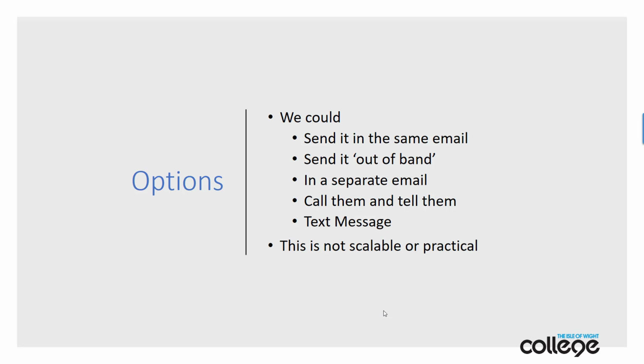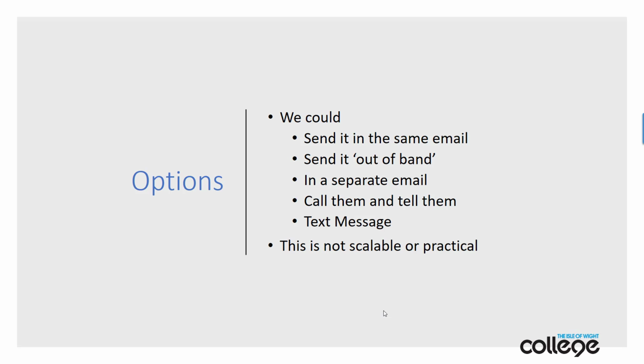We could send it out of band, perhaps in a separate email, call them and tell them on the phone, or send them a text message. But imagine if there were 1,000 other people. We've now got a situation which is impossible to scale and is hugely impractical. We can't possibly text 10,000 different people every time we need to do it.